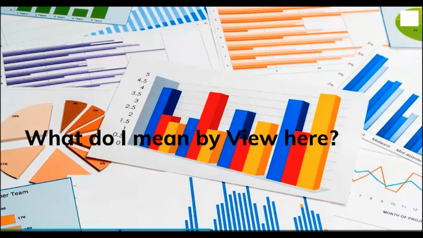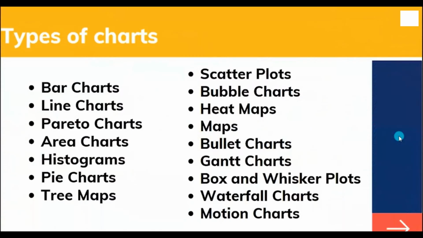All right. So what do I mean by view here? Of course, view is nothing but the charts and the graphs which I am talking about. Now, Show Me as an option has lots and lots of charts. Nearly 24 types of charts are there. So we will try to understand the common charts that we generally make use of. Of course, I will not be in a position to explain each and every chart, but I'll give you an overview of the different types of charts which are available.